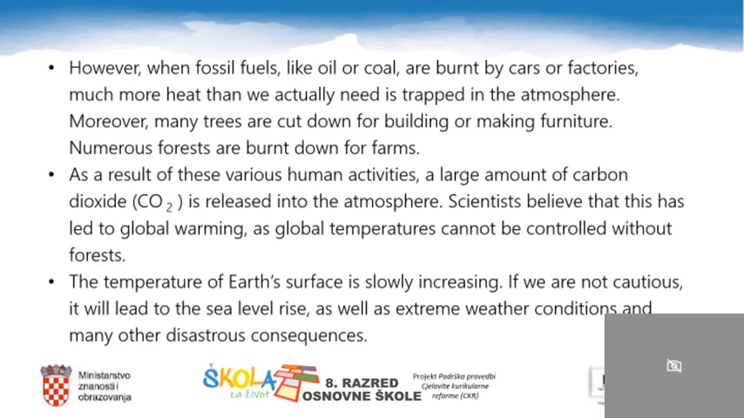However, when fossil fuels like oil or coal are burnt by cars or factories, much more heat than we actually need is trapped in the atmosphere. Moreover, many trees are cut down for buildings or making furniture. Numerous forests are burnt down for farms. As a result of these various human activities, a large amount of carbon dioxide, CO2, is released into the atmosphere. Scientists believe that this has led to global warming, as global temperatures cannot be controlled without forests. The temperature of Earth's surface is slowly increasing. If we are not cautious, it will lead to the sea level rise as well as extreme weather conditions and many other disastrous consequences.